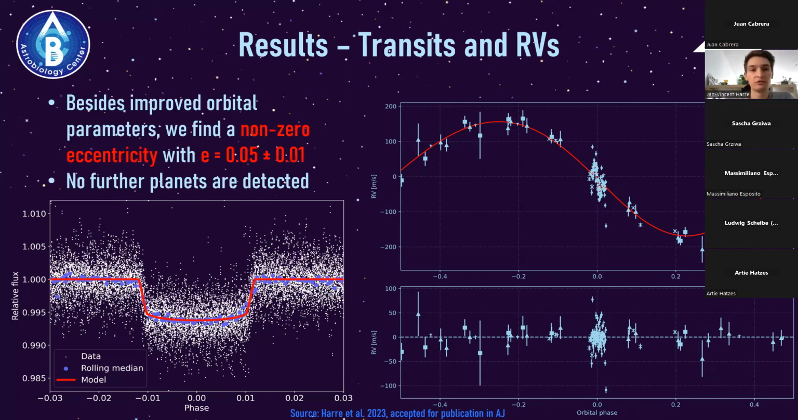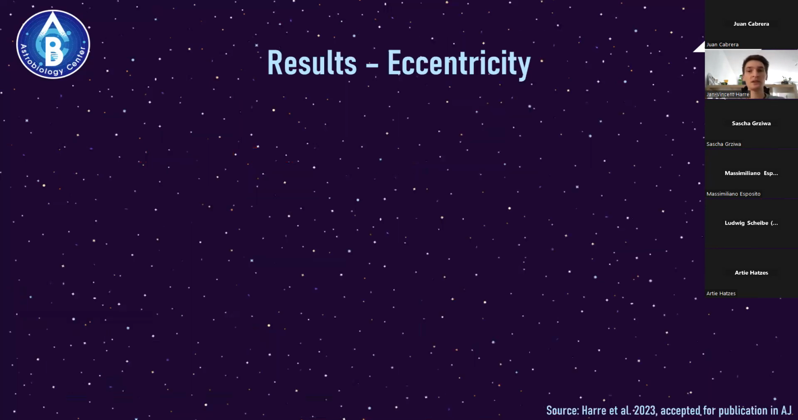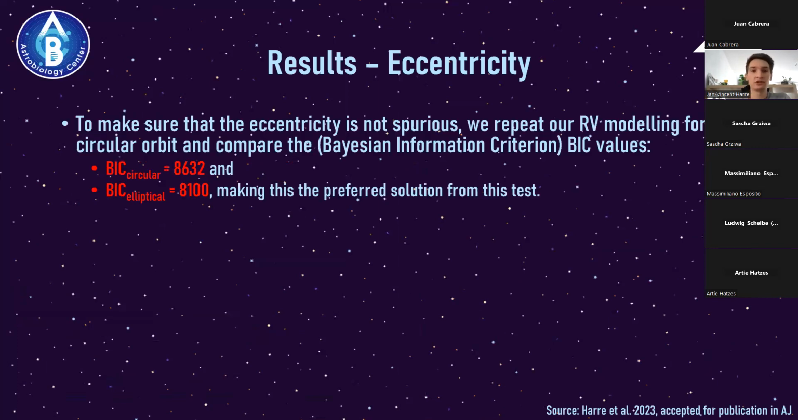Okay, so besides improving the orbital parameters from this fit, we also find a non-zero eccentricity, which is quite small at only 0.05 plus minus 0.01. But we can still see it here in this curve because our red model is not crossing the y-axis at the 0 point. And besides finding the small eccentricity, we don't find any further planets, be it in the photometry data or in the radial velocity data.